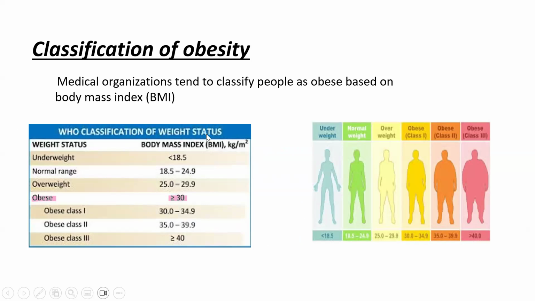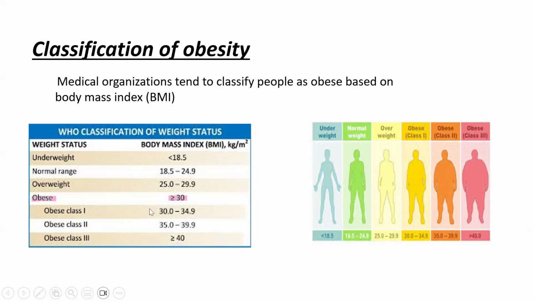WHO classification of the weight status shows that if a person has a BMI of less than 18.5, it is underweight. 18.5 to 24.9 is considered in the normal range. 25 to 29 is considered overweight, and a BMI of greater than 30 is obesity. Obesity is further classified into three categories.